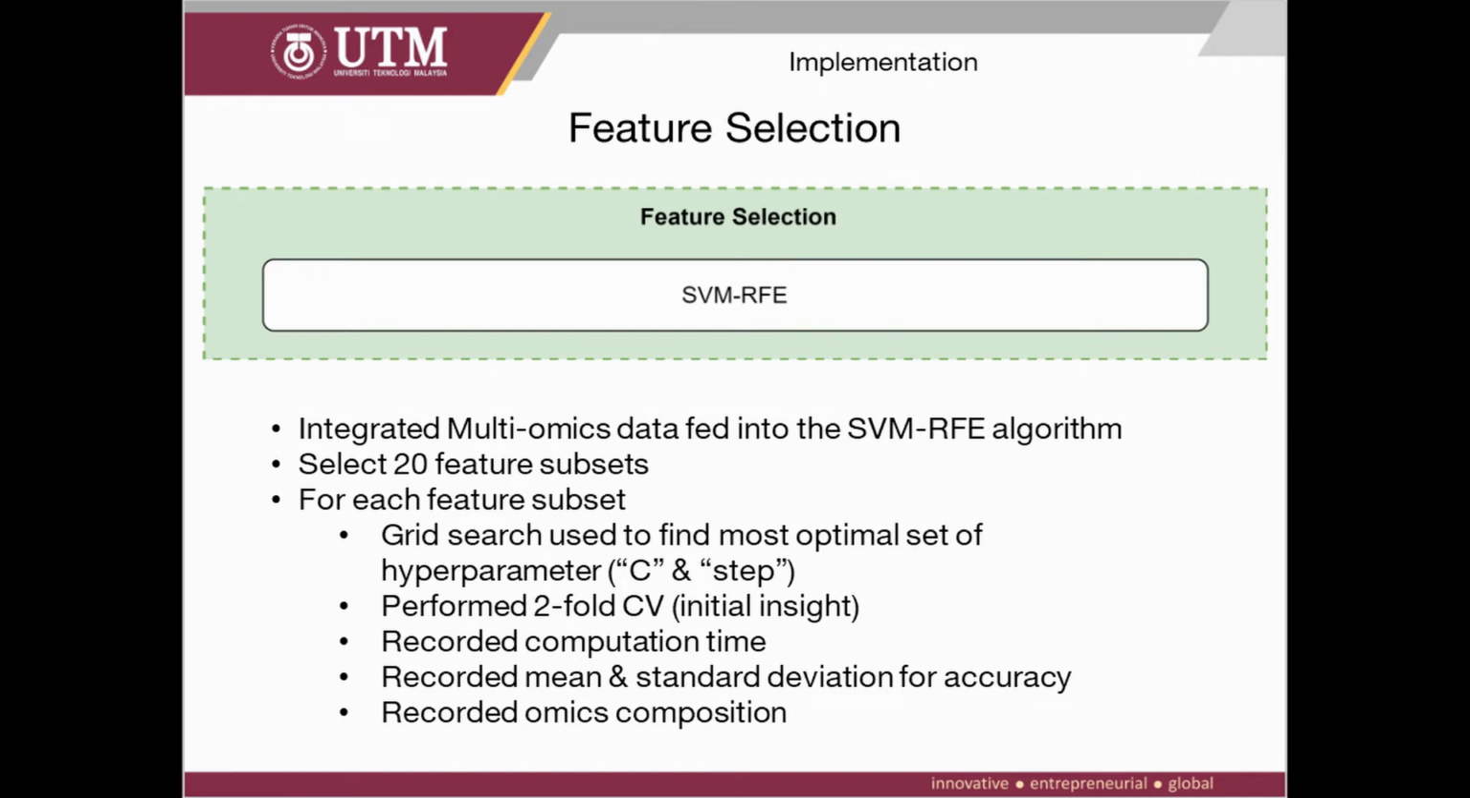The objective of feature selection in this experiment is to extract 20 feature subsets with different numbers of features. For each selected subset, grid search is used to find the most optimal set of hyperparameters for the SVM-RFE. Two-fold CV is performed on each selected feature subset to obtain initial insight about each feature subset. From the CV result, the mean and standard deviation of accuracy for each feature subset can be determined. Besides that, the computation time is also noted. Finally, the omics composition or distribution is recorded to check the behavior of the SVM-RFE in eliminating features from each omics in each feature subset.